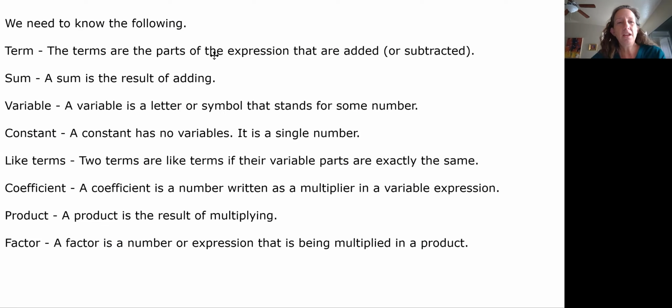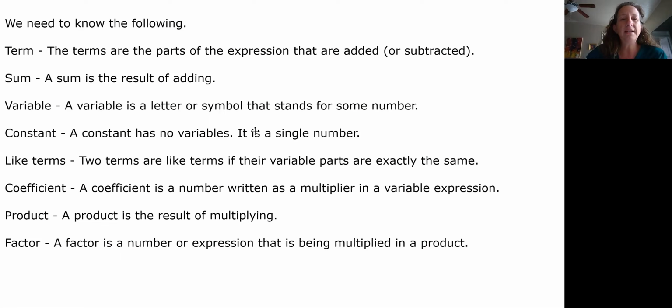The term is just the parts of the expressions that are added or subtracted. So if you see a plus sign or minus sign, the parts that are in between or next to those are the terms. The sum is just what you get when you add two things together. A variable is a letter or a symbol that stands for a number. A constant is just a single number. It does not include the variable.